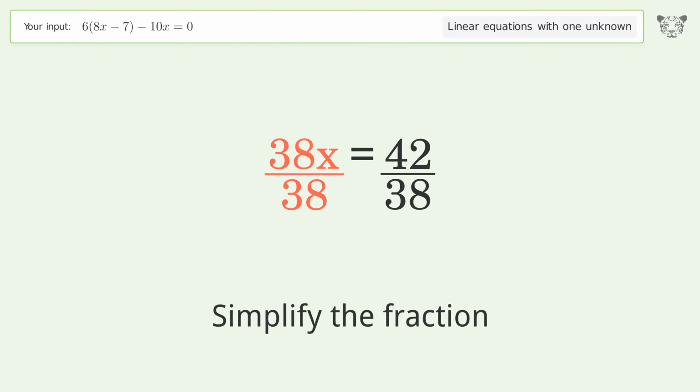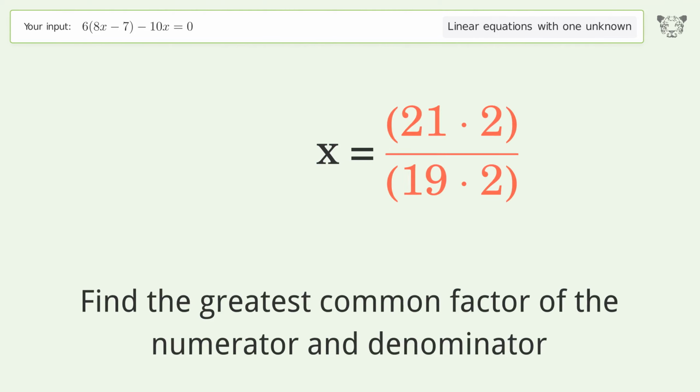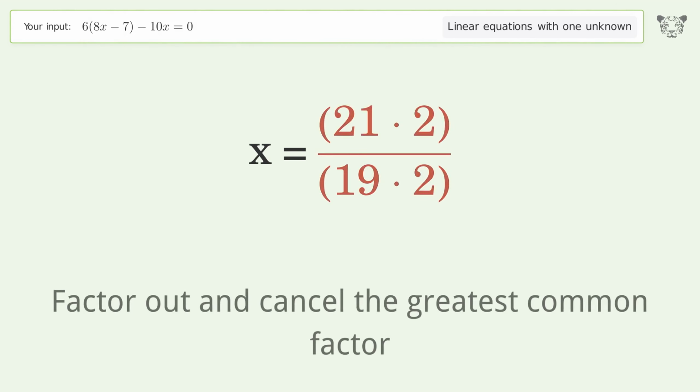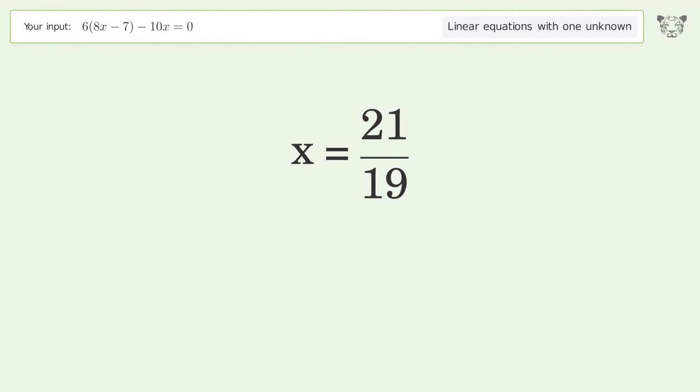Simplify the fraction. Find the greatest common factor of the numerator and denominator. Factor out and cancel the greatest common factor. And so the final result is x equals 21/19.